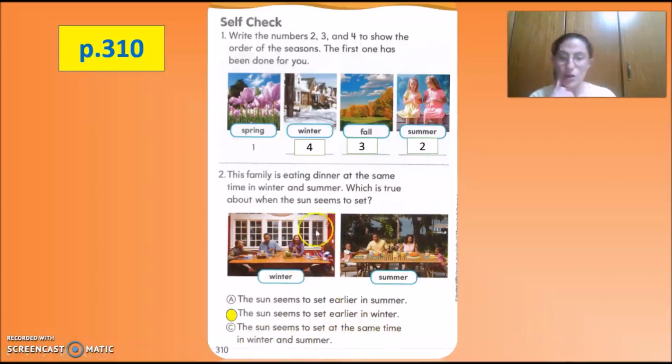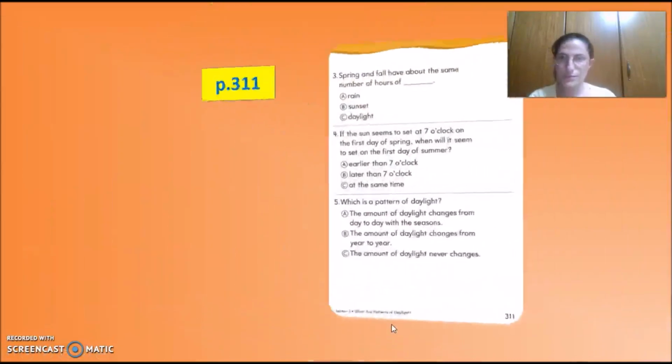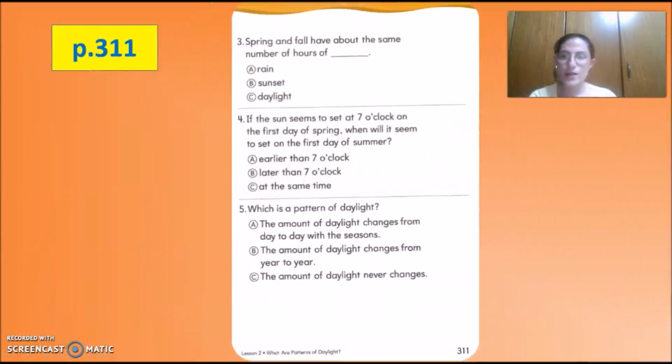That is incorrect. We know that due to Earth's rotation around the sun, it seems to set earlier during the winter. See? Due to the fact that Earth would be tilted away from the sun during the winter season, resulting in fewer hours of sunlight, it would seem to set at an earlier time. Clear? We continue to page 311.